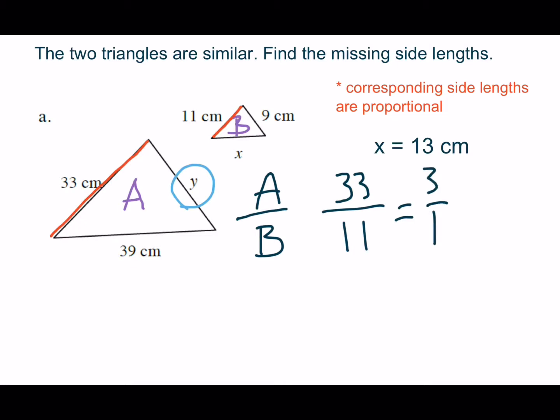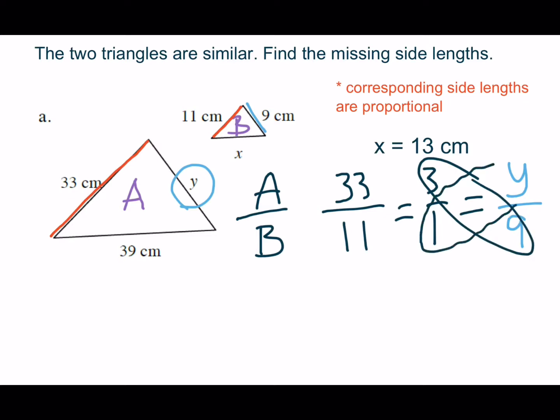All right. Now we have y, and y belongs to shape A, so that is on the top of our ratio, over the corresponding side length to y, which is the one with 9 centimeters, so that's going to go on the bottom of our ratio, and since they are proportional, we are going to set them equal to each other. Now again, cross multiply and solve. y equals 27, add in your units, centimeters.